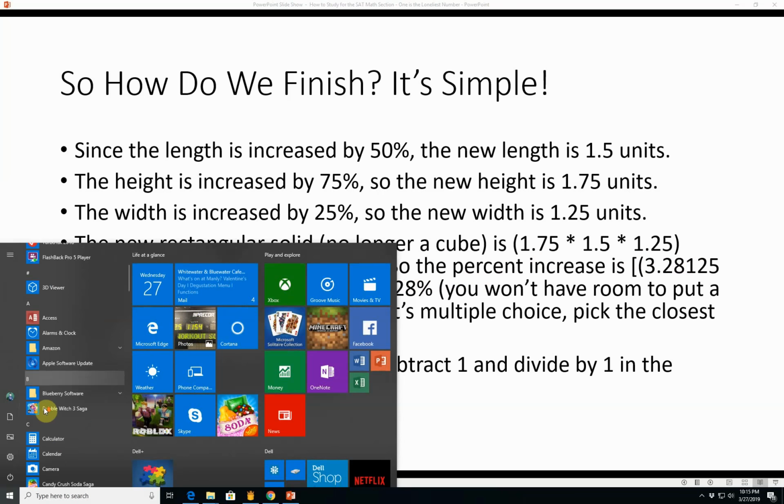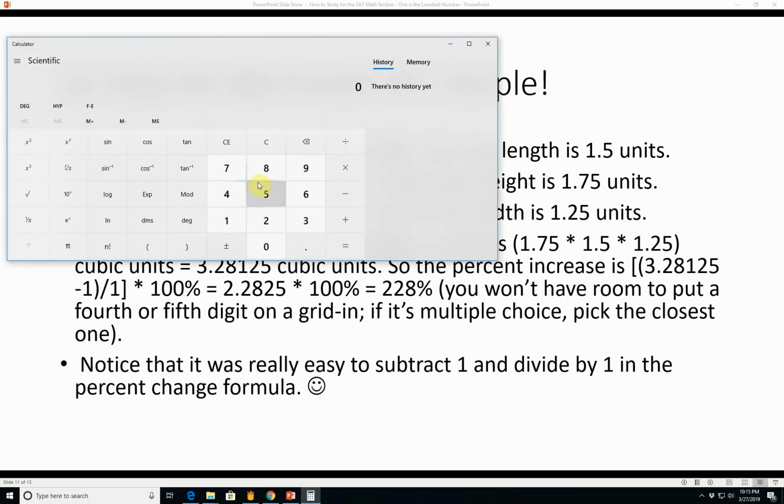So if you want to see me actually do that on the calculator, I can do that right here. So it's just going to be 1.75 times 1.5, which is 2.625, times 1.25, which is 3.28125, minus 1. Isn't it good that we had a cube with volume 1? And then we have to divide that by the original value. Hey, that's 1, so we don't even really have to divide, but we can. So it's 2.28 times 100%, just voila, 228.